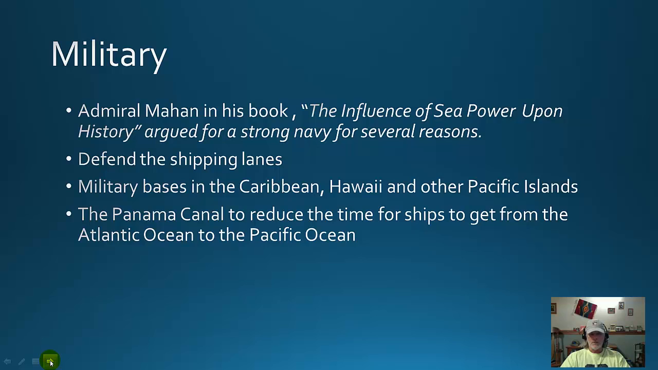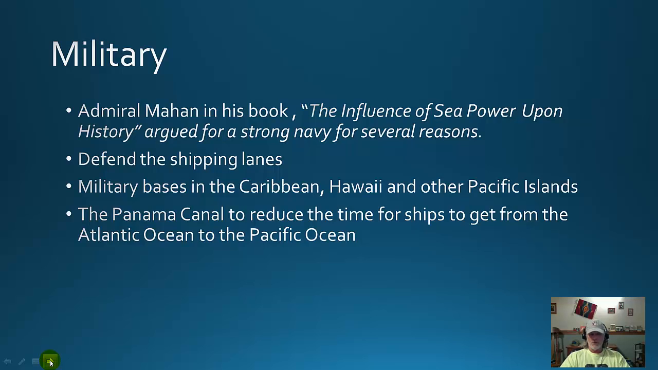Militarily, there were many reasons. Admiral Mahan, in his book, as you can see here, The Influence of Sea Power Upon History, argued for a strong navy for several different reasons. One, to defend the shipping lanes. If you're going to have an overseas empire and overseas trade, at this time there were no planes, so it was going to be done by ships, and you had to make sure you could protect the ships. He also argued for military bases in the Caribbean, in Hawaii, and other Pacific islands. As you start looking at Hawaii and the other Pacific islands, this really starts to sow the seeds for World War II, and we'll look at those well in another 40 years or so.